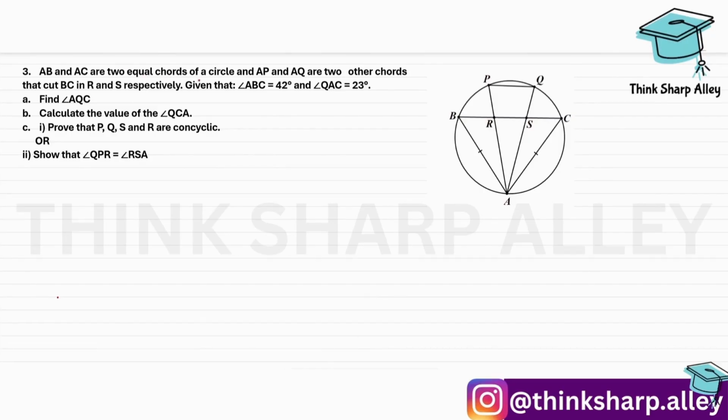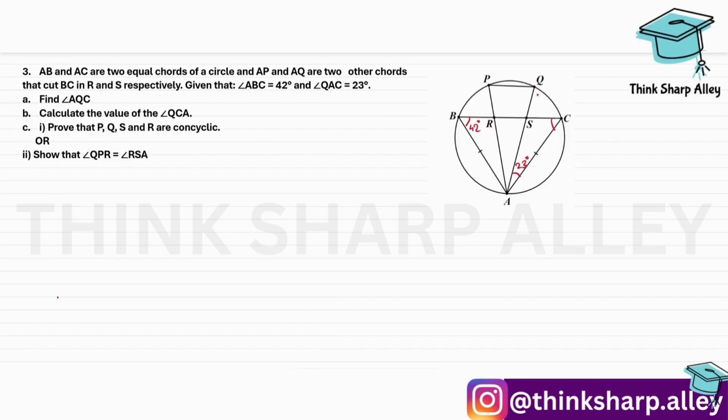So AB and AC are two equal chords of a circle, right? AB and AC are equal, which is already marked in the diagram. And since AB and AC are equal, obviously angle B will be equal to angle C. Isosceles triangle rule, so no arguments over here. And AP and AQ are two other chords that cut BC in R and S, which is also marked in the diagram. And we have been given that angle ABC is 42 degrees and angle QAC is 23 degrees. We have to find angle AQC over here.